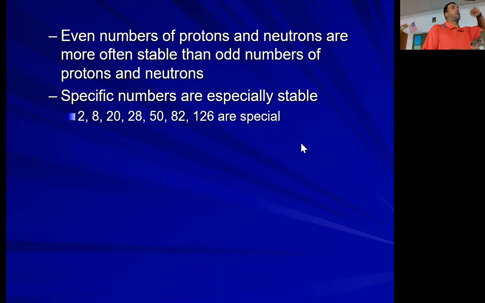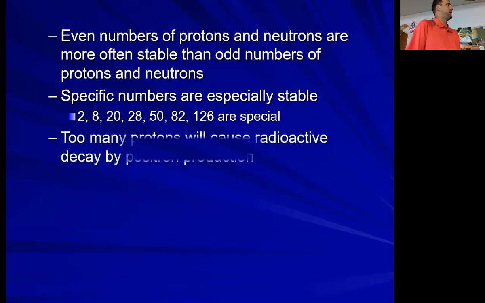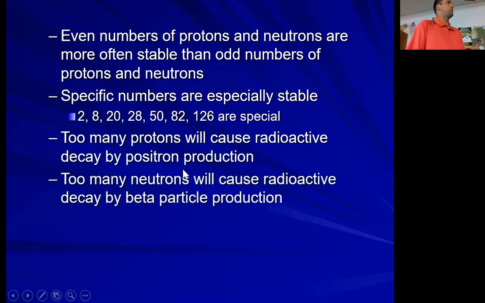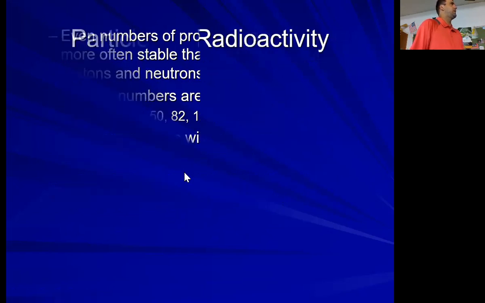That's where everything above 84 is radioactive. But everything stops at lead 206. Don't ask me why. Too many protons will cause positron production. We'll talk about what a positron is today. Too many neutrons will cause beta particle production. And that's where we are.